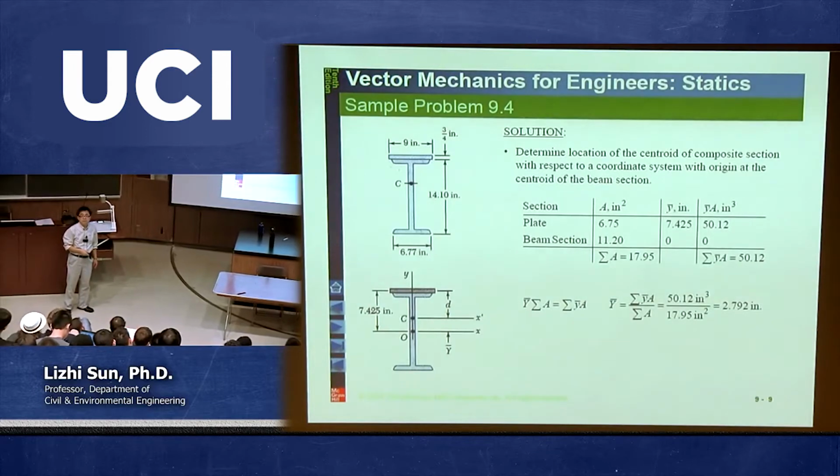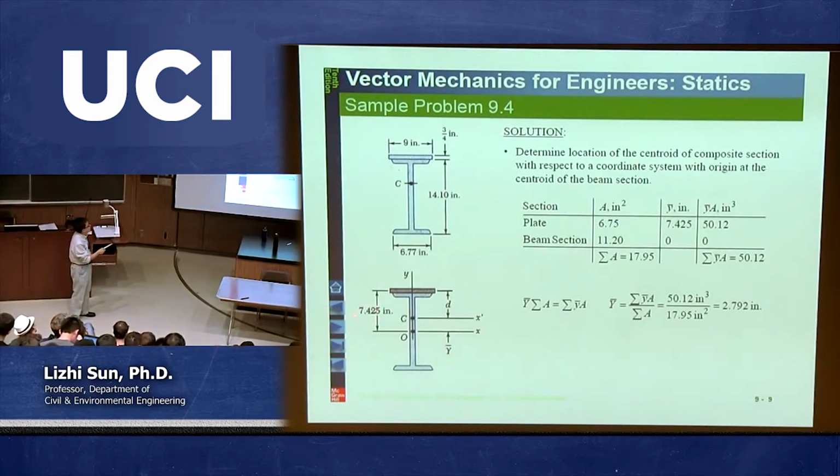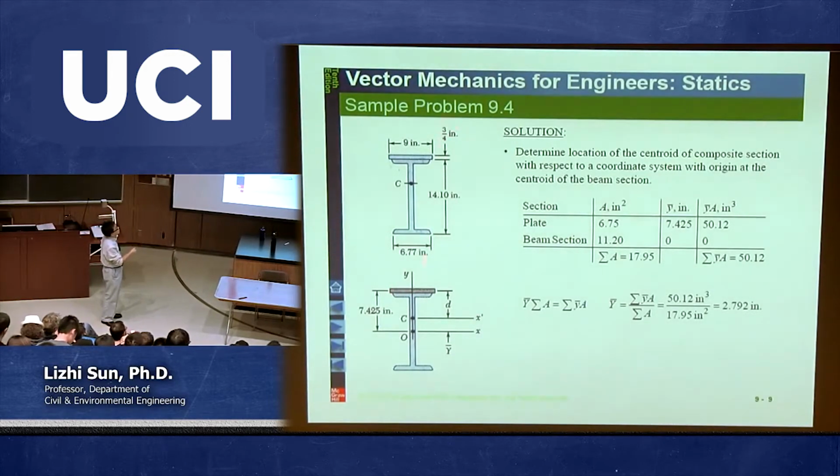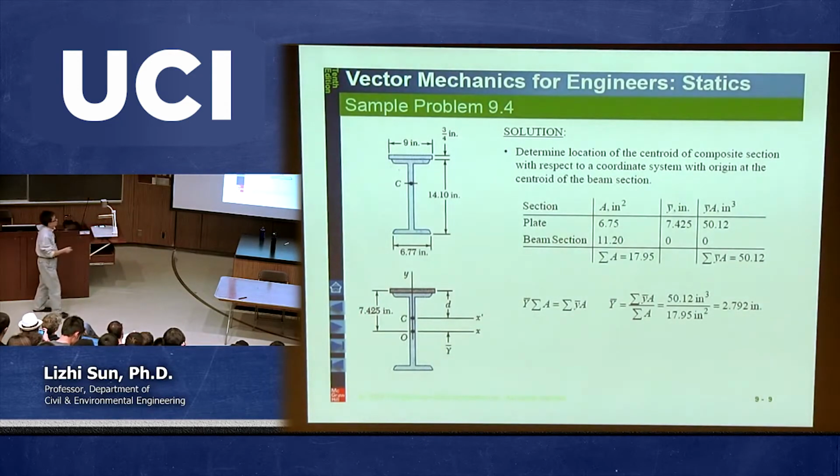Okay, any questions? That should be simple geometry, right? Again, this number is obtained from O to the bounding point, that is the 7.05, plus half of this small height, which is 3/8. And it should be 7.425. And that is y bar for this plate area. That's why you put it here, 7.425.